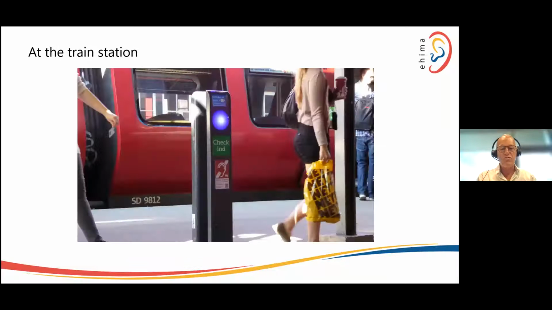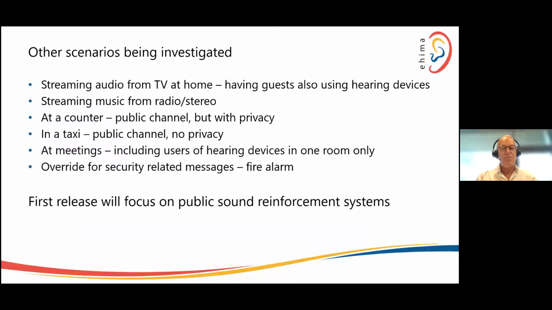You could even imagine that you do it on a platform for trains, so you could get the messages about how the train runs directly to your device. That could be hearing aids, it could be other devices too, actually. And there's a number of scenarios that we are going to explore in the coming years. At home, streaming music, radio, at counters, a public channel, but still at counters you need privacy. You don't want all the other people in the room listening in on your conversation. You could have it in taxis. Meeting facilities pose a particular challenge because they typically have a dynamic allocation of rooms. You can get it into one big room, you can make it into smaller rooms, and each of these rooms should have one of these devices.